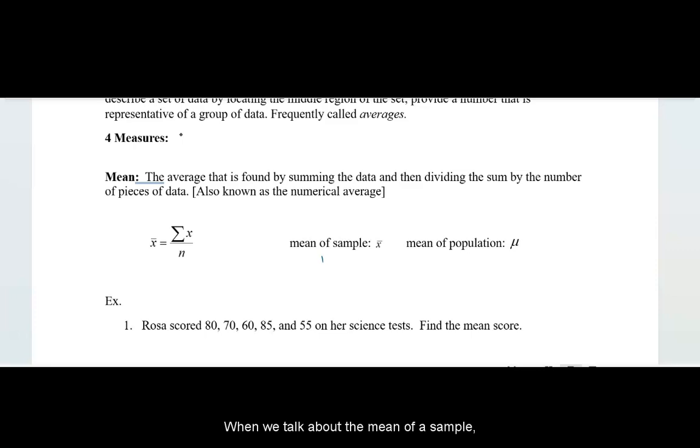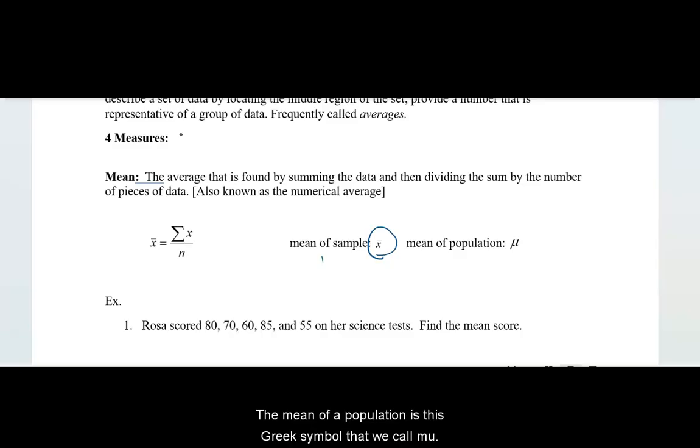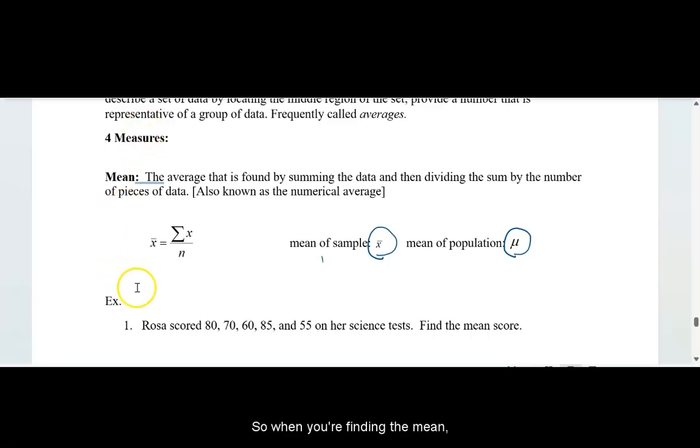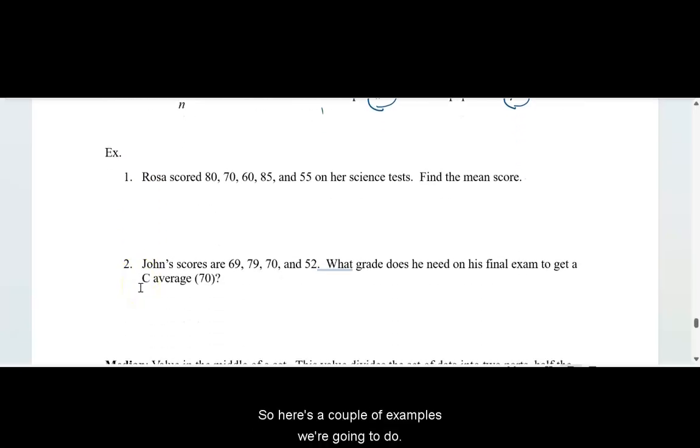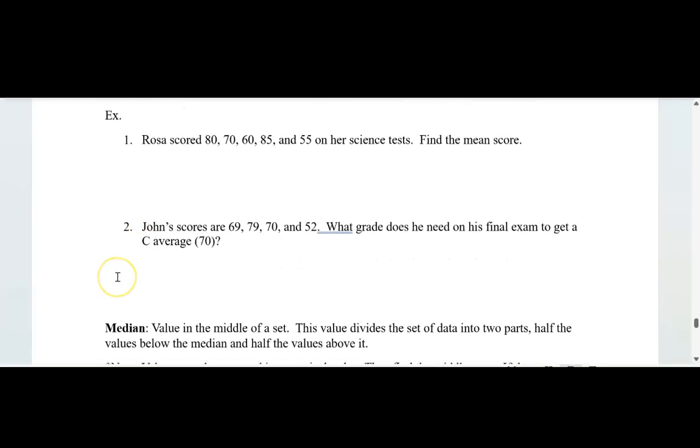When we talk about the mean of a sample, we use this symbol, the x bar. That's the mean of a sample. The mean of a population is this Greek symbol that we call mu. But you do your average the same. So when you're finding the mean, it's the same formula regardless of whether it came from a sample or the population. So here's a couple of examples we're going to do.